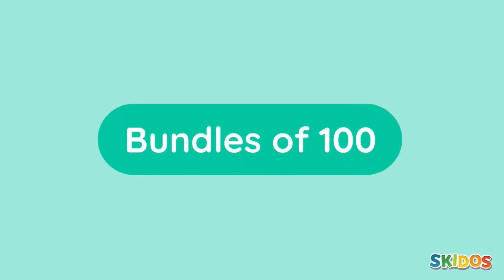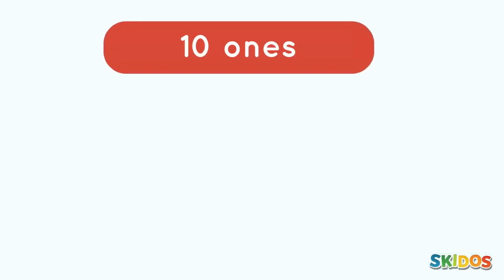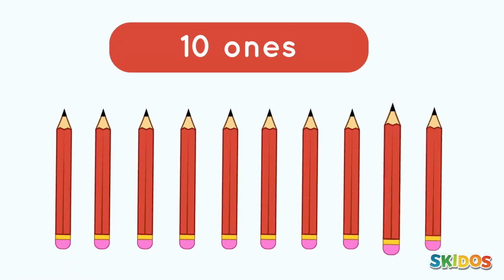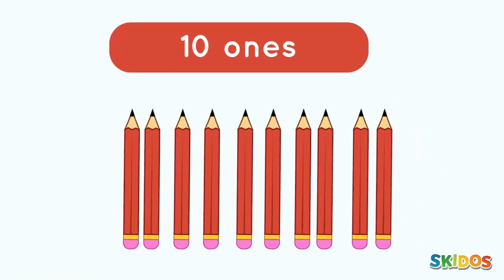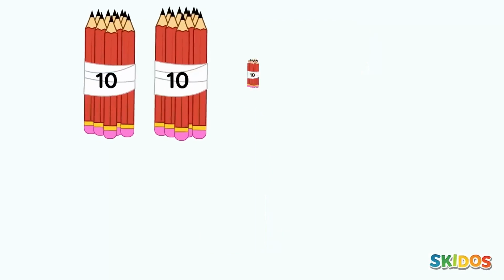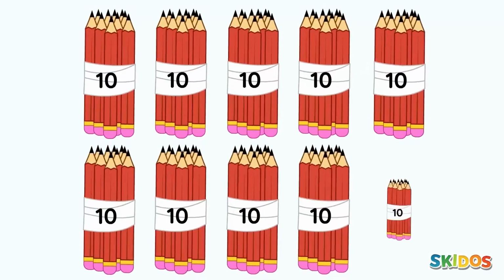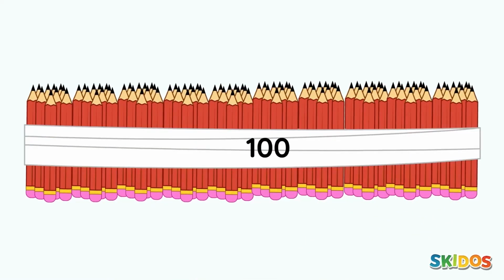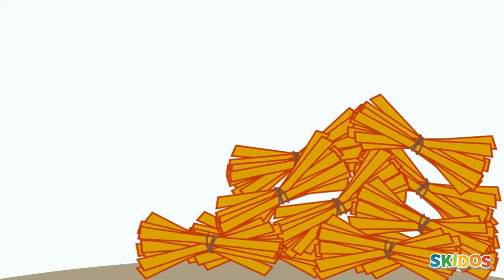Let's learn about bundles of 100. A bundle of 10 is 10 similar things tied together to make a bundle. This is a bundle of 10 pencils. Bundles of 10 tens are needed to make a bundle of 100. Using the bundles of tens, we can quickly count to 100.